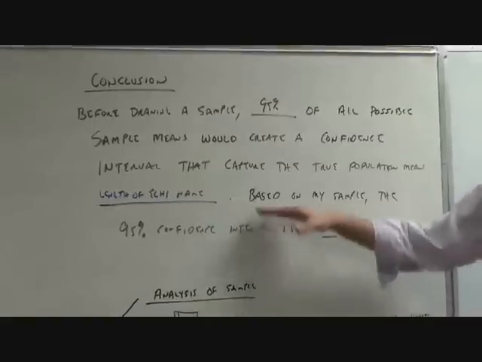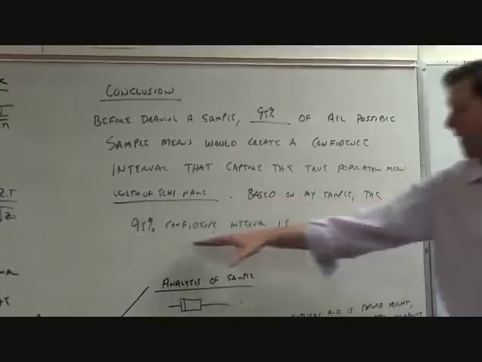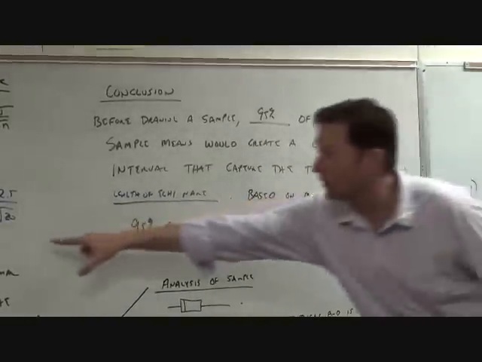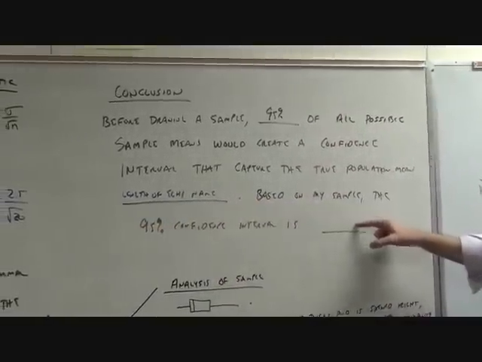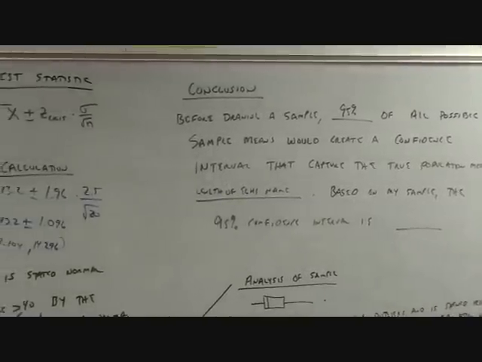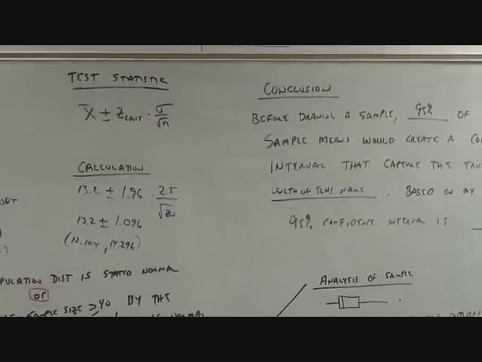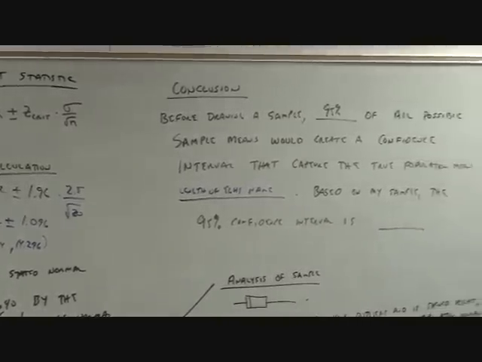Then we'll have one more sentence based on my sample. The 95% confidence interval is, and I would put those, 12.104 to 14.296 letters. Your interval is different because you had a different exponent.